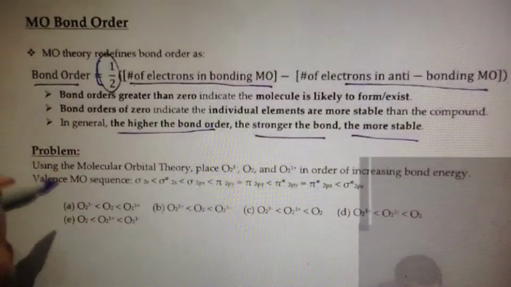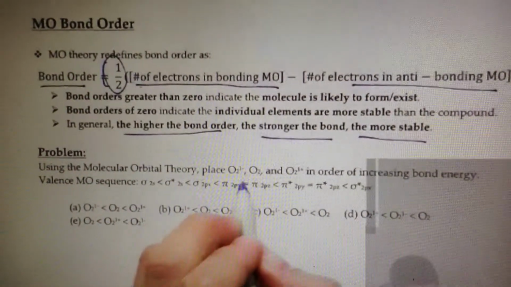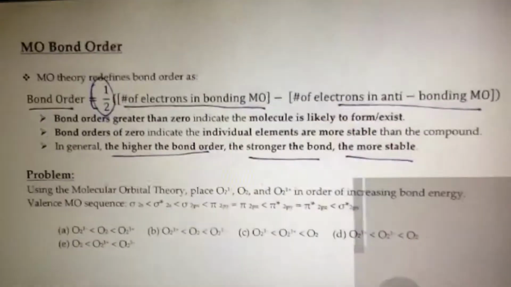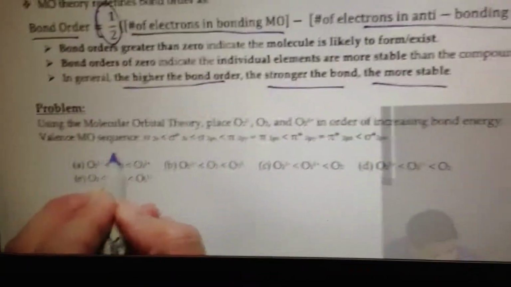That's okay. So using the molecular orbital theory, place O2 minus, O2 and O2 1 plus in order of increasing bond energy. The valence MO sequence is this.